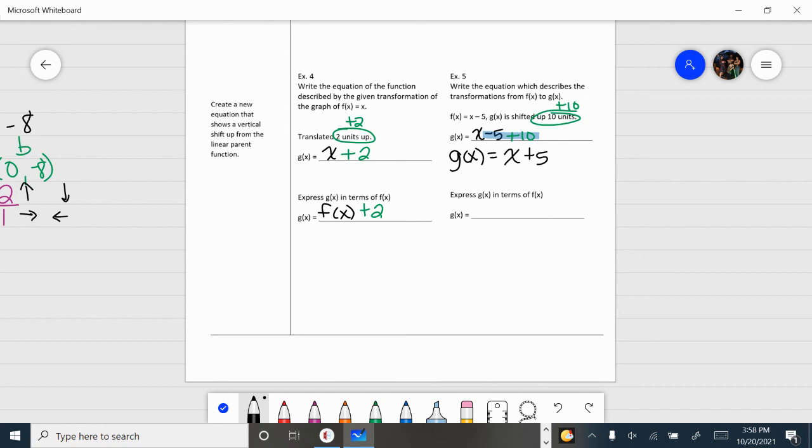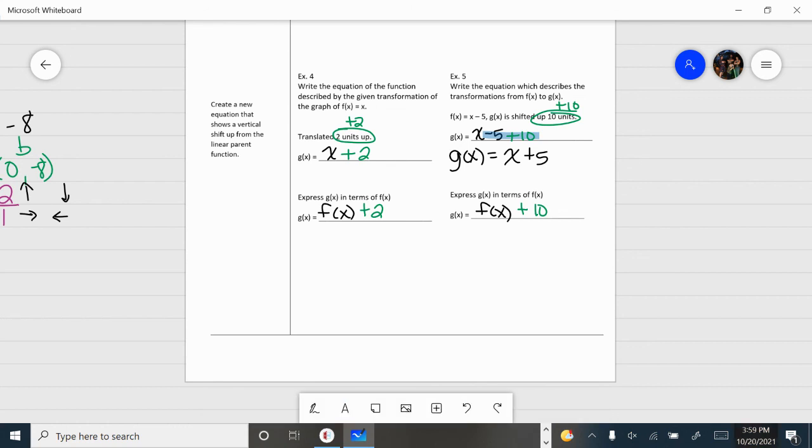However, if we keep it in function notation format, f of x is our original function. And we're going to shift that entire function up 10 units. So plus 10. So even though our original function is f of x equals x minus 5, if we keep it in function notation, we're not having to add those two integers. We just leave it as f of x plus 10.